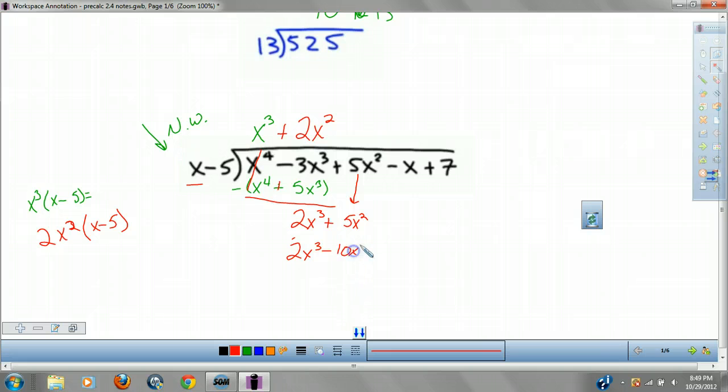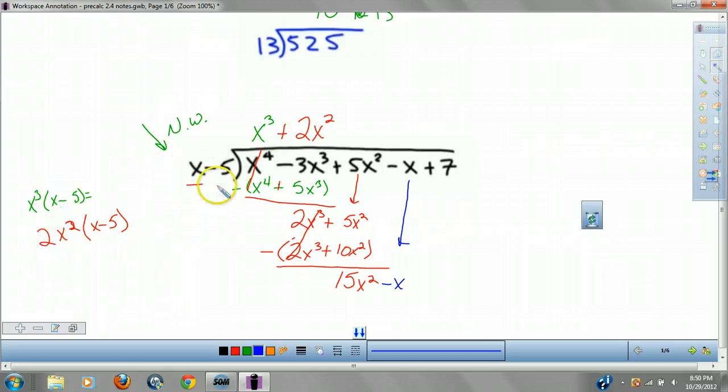minus 10x squared. And now we have to subtract this beast, so that goes through to everything. That's going to become positive. These guys cancel. We get 15x squared. I'm going to bring down my next term, which is minus x. Okay. I'm changing colors. Call me the chameleon of this.